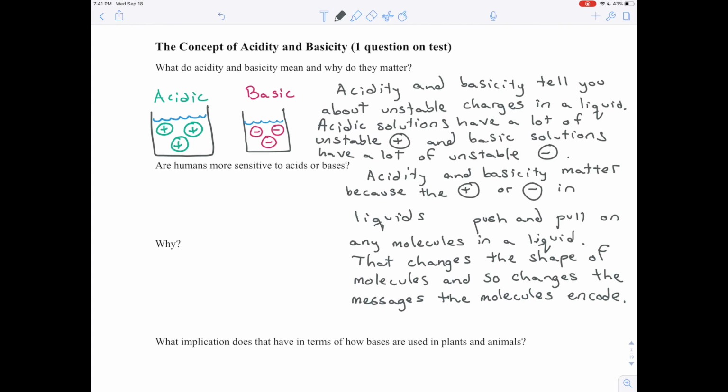So humans are a little bit more sensitive to bases. Now, we're talking about potent, extreme bases. If it's just tiny changes, for example, blood is ever so slightly basic, very, very slightly. So it's not those slight changes, but if you have a molecule that's either a strong acid or a strong base, humans will be more sensitive to the base.